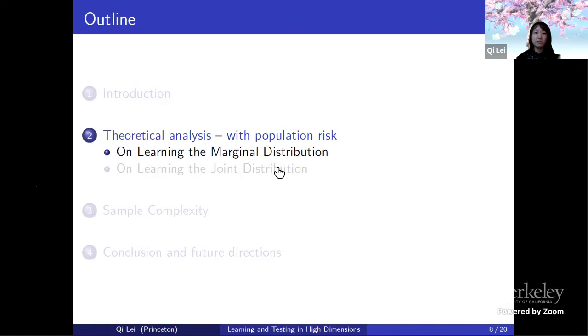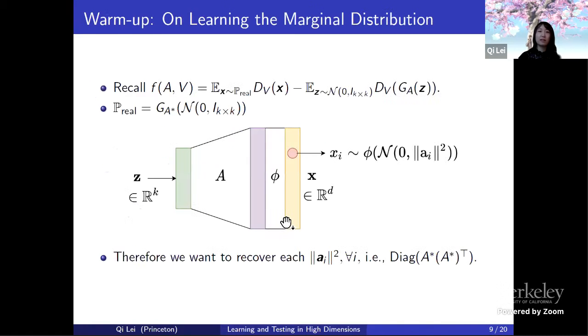So first, we will study the population risk, meaning we have an infinite number of samples. This part just helps us understand the optimization side, and later we'll move on to the finite sample case. As a warm-up, let's first look at how to learn the marginal distribution.